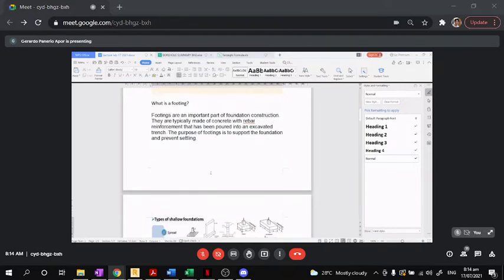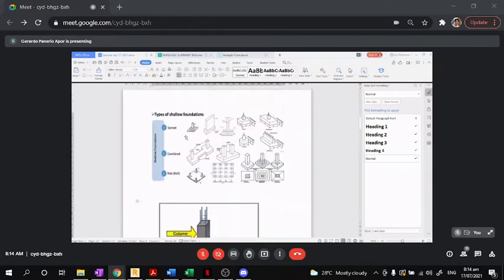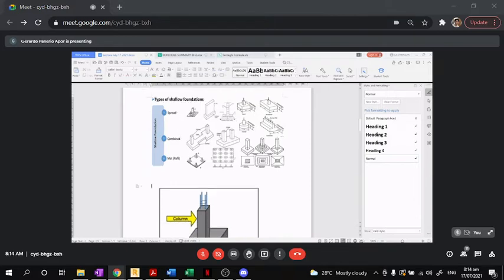So what are the types of footing? These are the types of footing. First, it can be categorized as a spread footing. So this is how it is, spread footing. Then you have combined footing. Combined is one footing shared by two columns. So these are examples of combined footing.